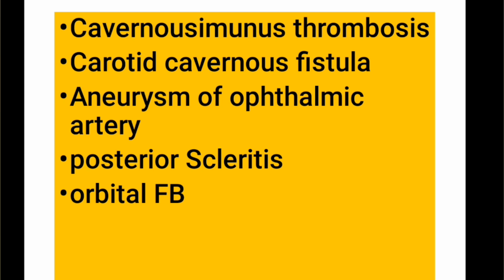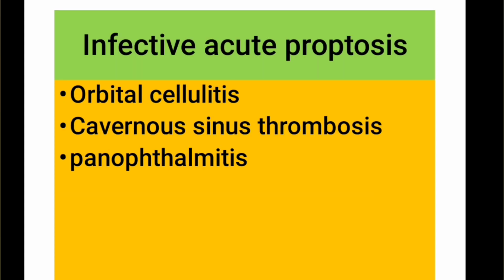Continuing with the causes of proptosis in adults, we have cavernous sinus thrombosis, carotid cavernous fistula, aneurysms of the ophthalmic artery, posterior scleritis, as well as orbital foreign body. It can be infective or non-infective. The infective causes are orbital cellulitis, cavernous sinus thrombosis, and panophthalmitis, and most of the causes which I discussed are non-infective. Depending upon the onset, again it can be acute or gradual.